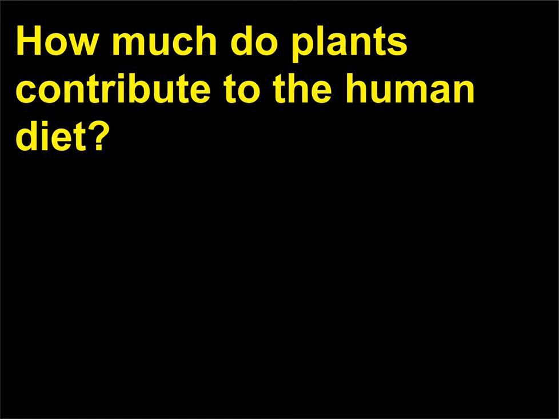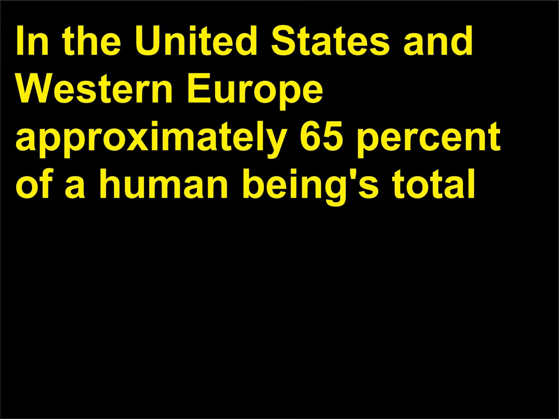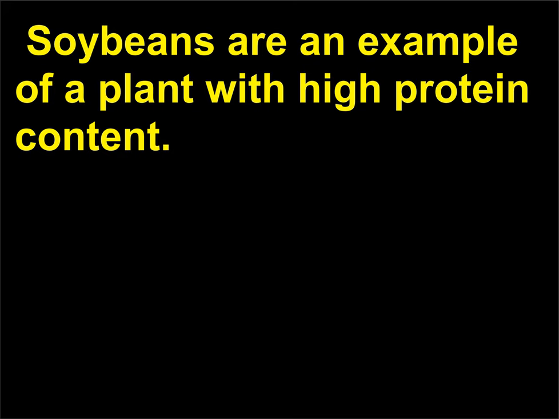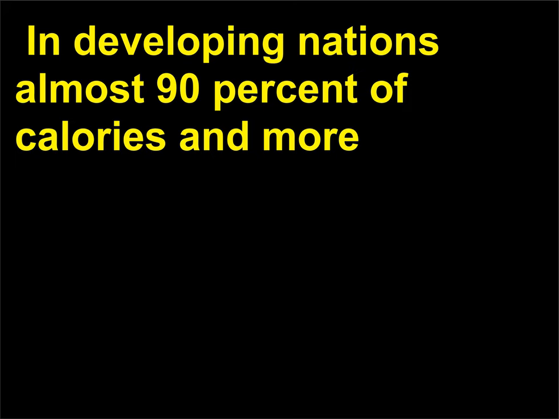In the United States and Western Europe, approximately 65% of a human being's total caloric intake and 35% of consumed protein are obtained from plants or plant products. Soybeans are an example of a plant with high protein content. In developing nations, almost 90% of calories and more than 80% of protein in a person's diet are from plants.